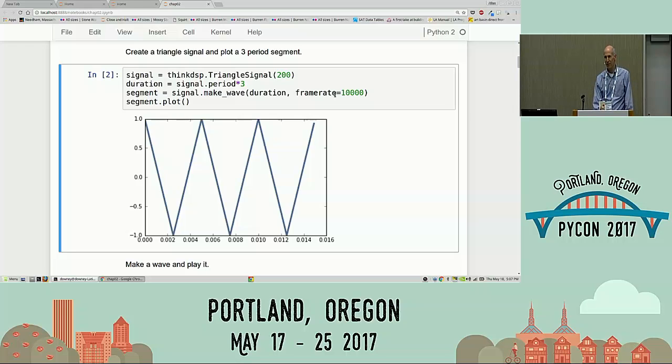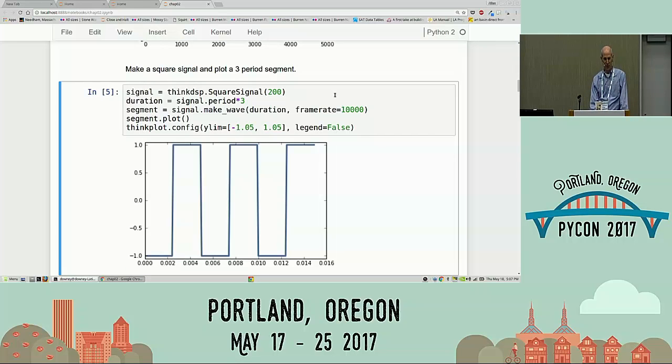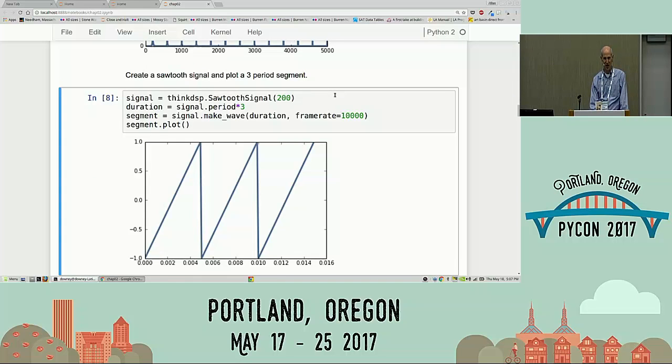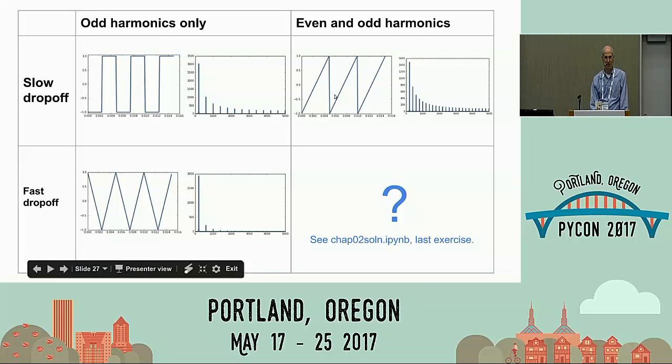So as you're working through this, I have a puzzle for you to think about, which is there's a triangle wave in the notebook that has this spectrum. There's a square wave that has this spectrum. And there's a sawtooth wave that has this spectrum. And you can organize them like this.